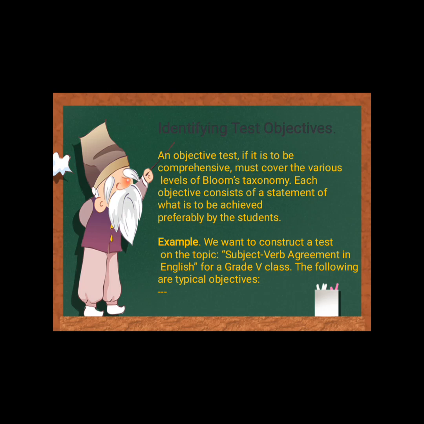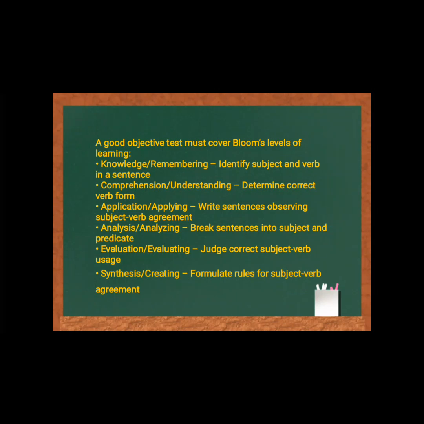So here's an example, class, of how to make paper and pencil test questionnaires, or how to construct a test. We want to construct a test on the topic subject-verb agreement in English for grade 5. The following are typical objectives. For knowledge and remembering: identify subject and verb in the sentence. Meaning the students need to recognize where the subject or verb is in a sentence.